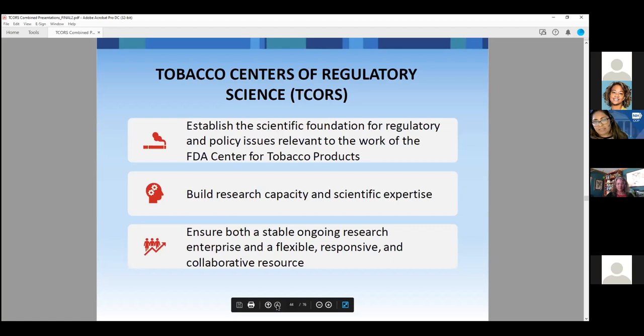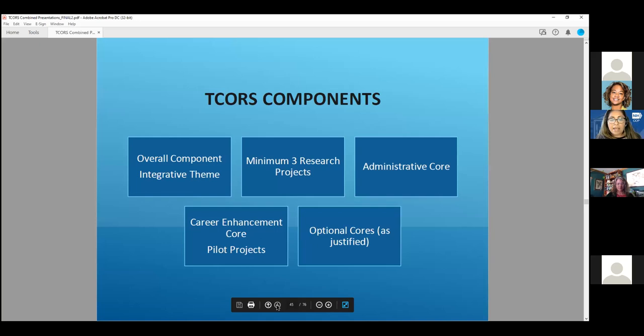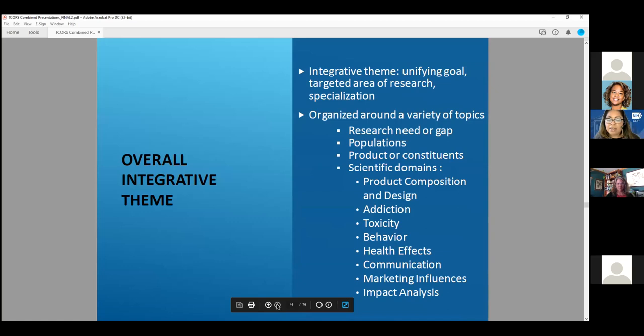This slide right here just basically gives you the basic components for the TCORS, and I'm going to try to describe each of these components in my next slides. The first one right here is a very important one. We really encourage TCORS to have an overall integrative theme. It's very important for an application to have this. This is going to be based on the eight scientific domains that are really well described in your RFA. And what I really think about these integrated things is this will become like the DNA for that center.